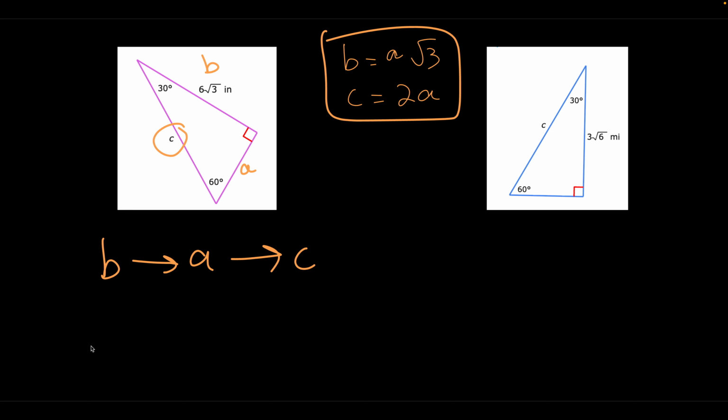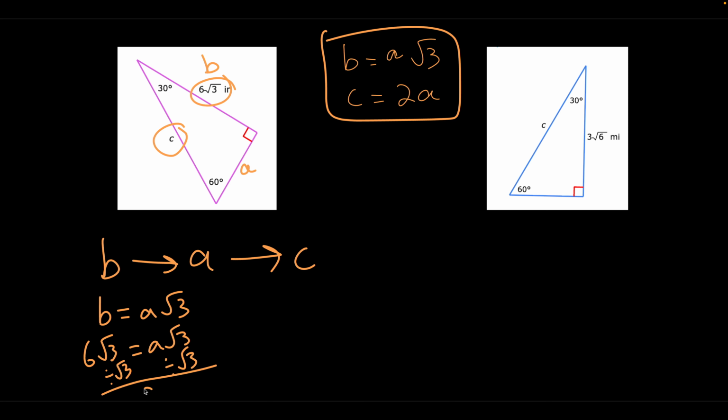So from B to A, we know that B is equal to A square root of 3. They tell us B in the problem is 6 square root of 3. So 6 square root of 3 is equal to A square root of 3. You could just say, oh, the number in front of the square root of 3 is A, or you could just do the algebra, divide by the square root of 3 on both sides, and we're getting that A is equal to 6. Cool. Now that we know A, we can find C, because I know that C is always 2 times A, therefore C is equal to 2 times 6, and C is 12.